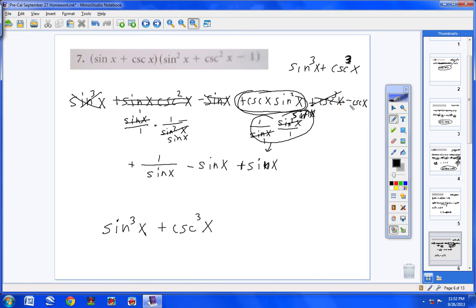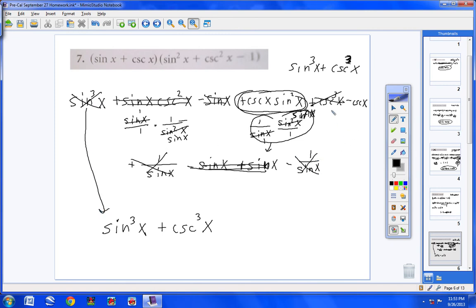Now, this is so cool. Look, guys, negative cosecant x. Well, what is negative cosecant x? Negative 1 over sine. I mean, what's the inverse of cosecant? 1 over sine. Look what happens, guys. You've got a negative sign and a positive sine x. They cancel out. You've got a positive 1 over sine and a negative 1 over sine. They cancel out. So you brought down your sine x cubed.